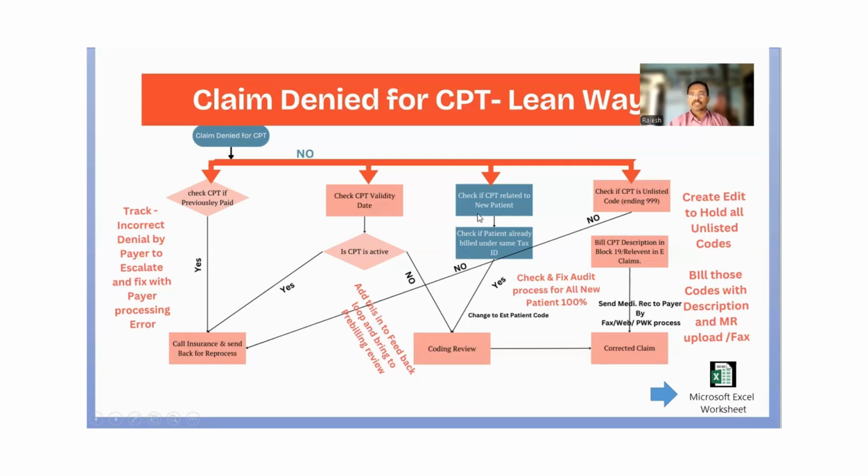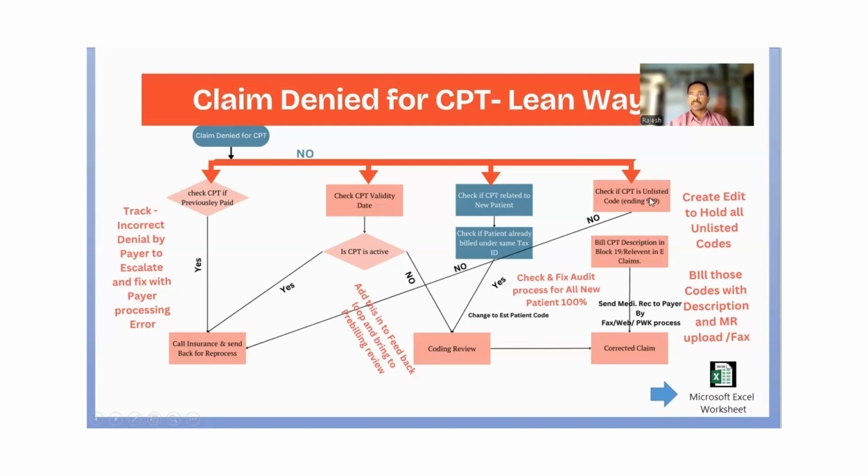And when it comes to the new patient, what do you need to do? Usually new patients will be very limited, right? For example, 10% or 15% of the codes will be new patient codes. If your denial is related to new patient, check and fix the audit process: audit all new patients at 100% before the claim is released. This will solve your problem and you're not going to get this particular denial.